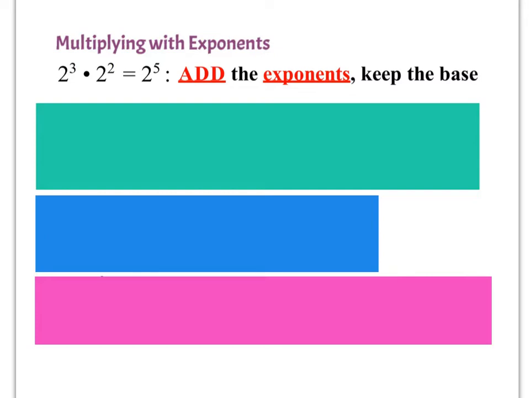When we have the same base, so here my base is 2, the big number, all I need to do is add the exponents. So 2 to the third times 2 to the second is equal to 2 to the fifth. I added 3 plus 2 and got 5.